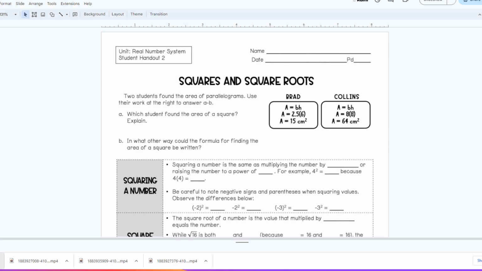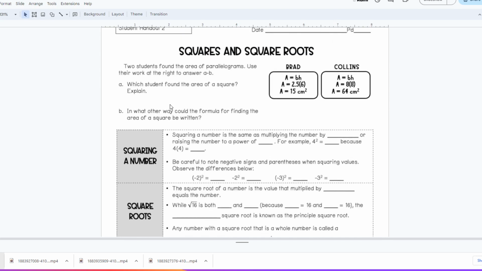Collins found the area was base times height, and he said 8 times 8. And he said the area was 64 centimeters squared. So which student found the area of a square? And how do we know this?